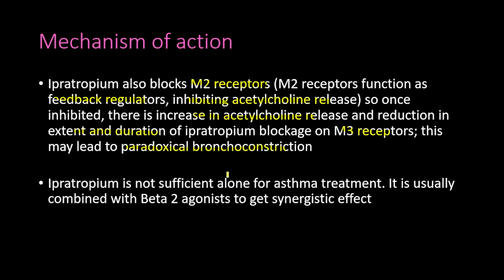And that is why the Ipratropium is contraindicated to be given alone. It has to be combined with a beta-2 agonist. And the Ipratropium is not sufficient alone for asthma treatment anyways, even without the paradoxical bronchoconstriction. So it is always combined with beta-2 agonists to get the synergistic effect.